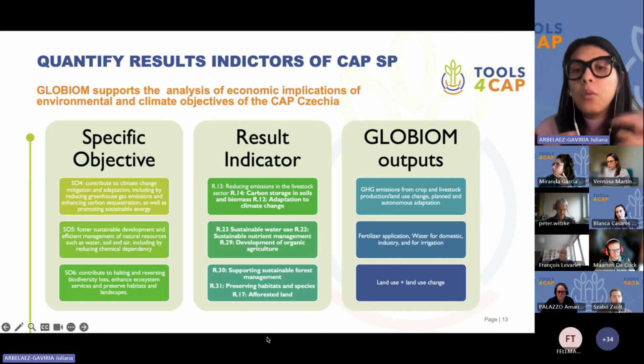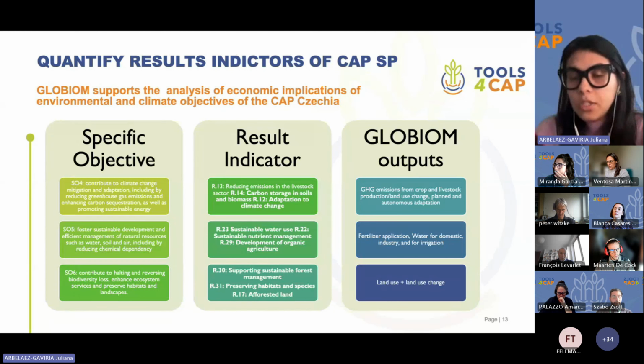specifically on the environment and climate-related interventions. So as you can see, we couple a lot on the parts of climate change. GLOBIOM is able to provide a lot of information related to the emissions for both the crop and livestock products, land use change emissions as well, and is able to introduce planned and autonomous adaptation for the agricultural and forestry sector. And that's regarding the first objective, that is more related to climate change mitigation and adaptation.